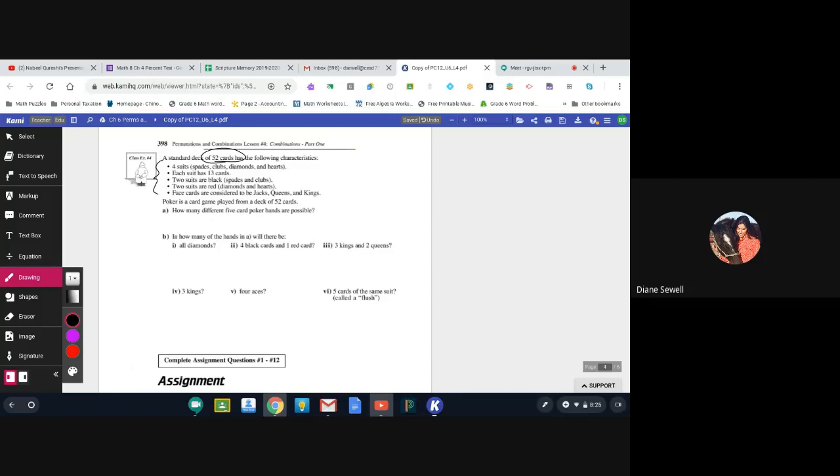You have 4 suits: spades, clubs, diamonds, and hearts. Each suit has 13 cards. 2 of them are black, 2 of them are red. And your face cards are considered jacks, kings, and queens. Okay, so make sure you know that information. Poker is a card game played from a deck of 52 cards. How many different 5-card poker hands are there?